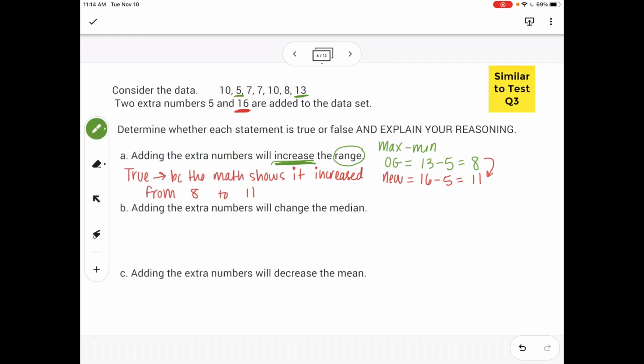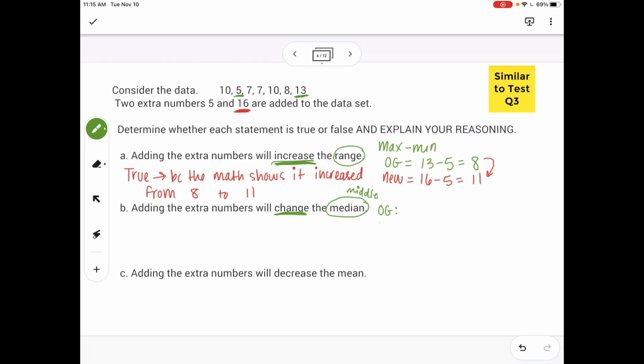Now, the second question said adding the extra numbers will change. So remember, change can either be up or down, doesn't have to be a certain one, and it'll change the median. So let's think about, what is median? Remember, median is the middle number, but the key part there is that data has to be in order to get that median. So let's go ahead and order our sets. So I'm going to put OG again for original set, and I'm going to go ahead and order that.